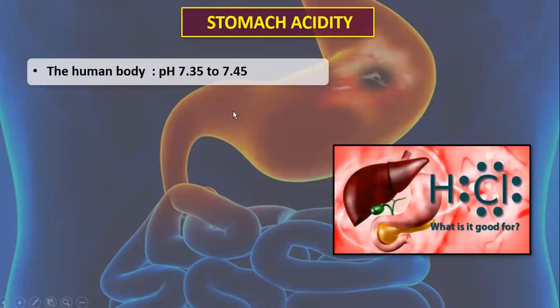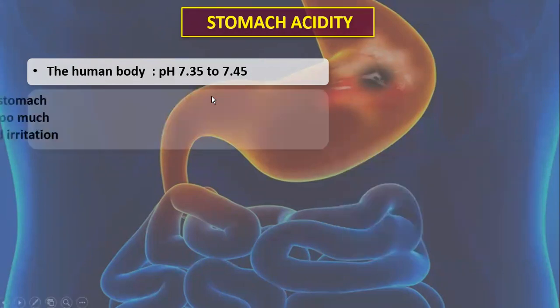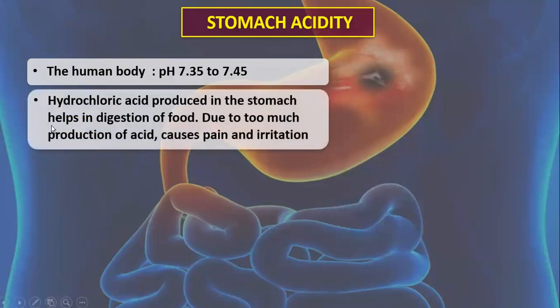The human body pH ranges from 7 to 7.8 basically. Here 7.35 to 7.45 is given, but basically the range of the human body is 7.0 to 7.8. You can remember this value instead of that one. So the human body's pH is from 7 to 7.8.